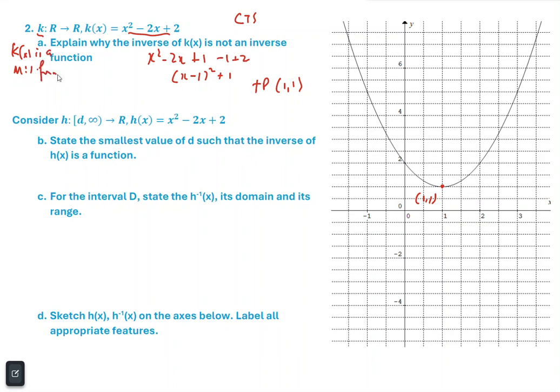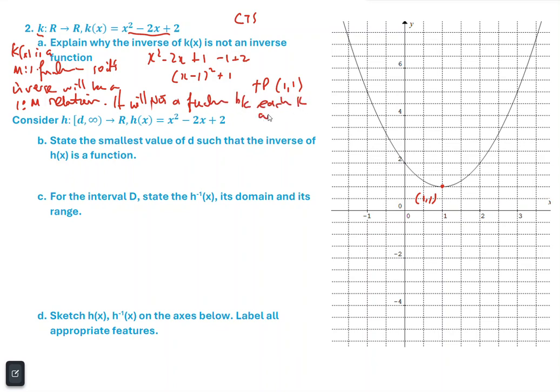This original function is a many-to-1, so k of x is a many-to-1 function, so its inverse will be a 1-to-many relation. It will not be a function because each x will not have one y value.